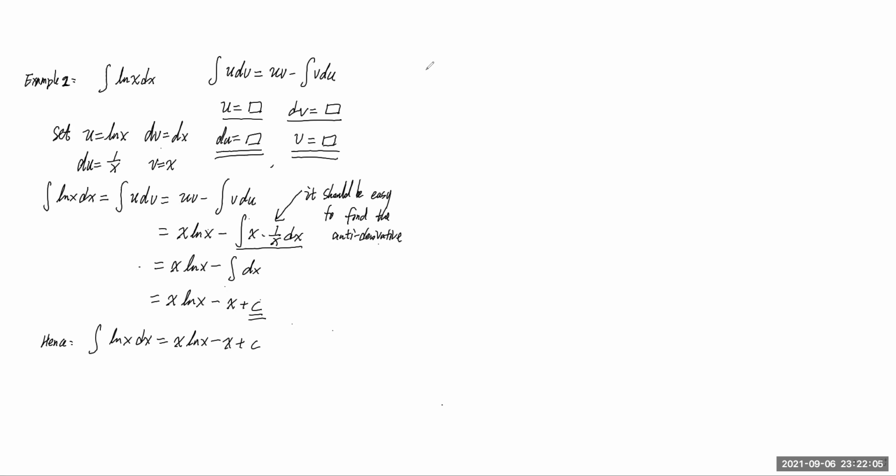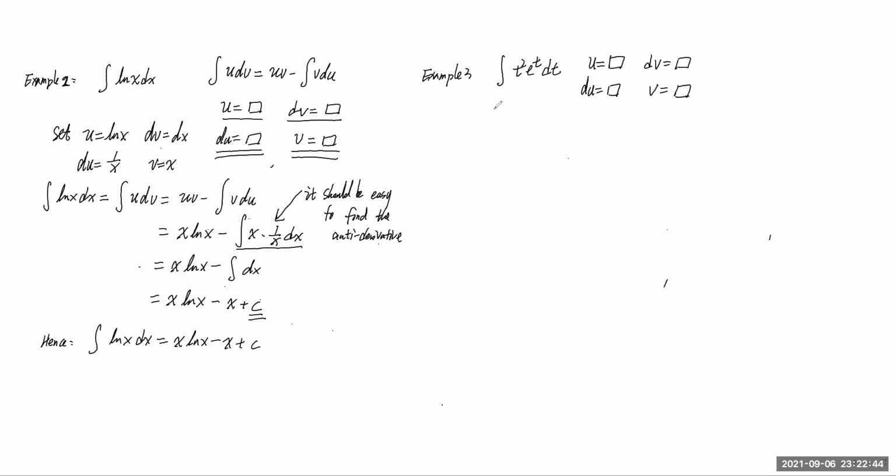So let's look at our third example. This example is the integral of t squared e^t dt. We still want to use integration by parts. Like I said, you have to first find out what's u, what's dv, and then compute du and get v for this one.